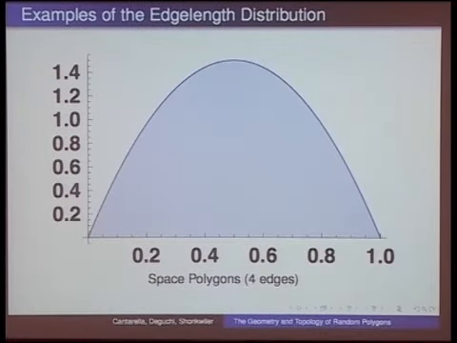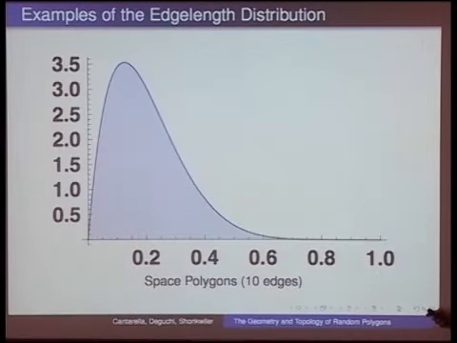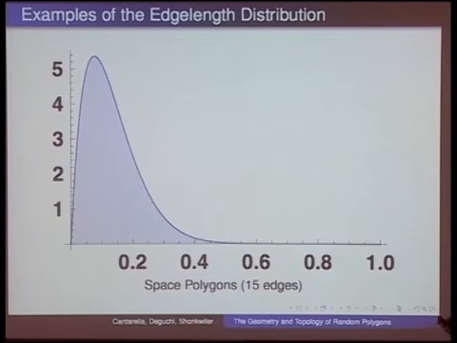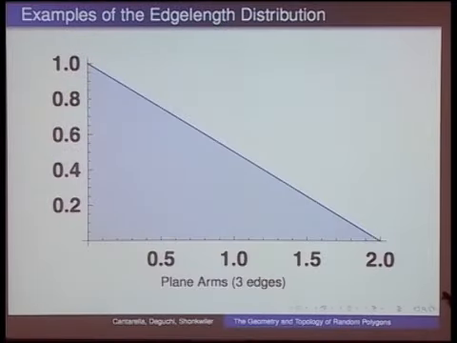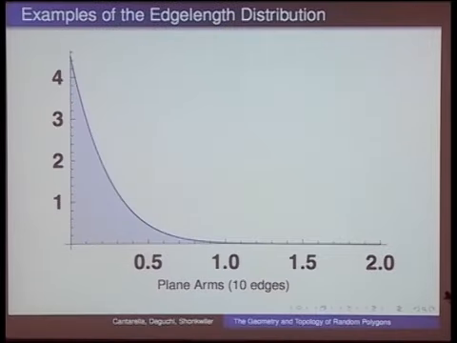Here's 4-edge space polygons, perfectly symmetric. 5 edges, you can see that it's starting to tail towards 0, 10 edges, 15 edges. And again, they're getting narrower and compressed towards 0. After all, these things are getting short. Here's plane arms of 3 edges, plane arms of 4 edges. So in the plane, you notice this interesting thing, which is that it doesn't go to 0 again, right? So for plane arms, the chances of getting a 0 length edge are larger.